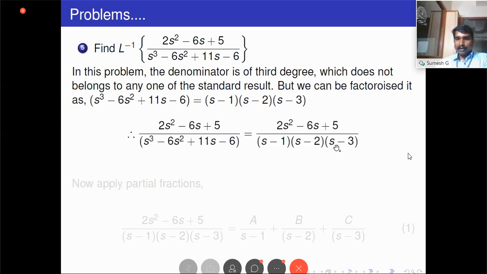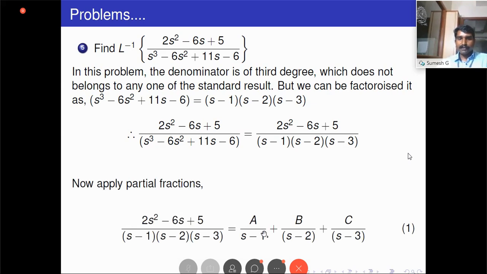So we apply partial fractions. The partial fraction form is a by (s − 1) plus b by (s − 2) plus c by (s − 3). Here the denominator is a product of distinct first degree terms, so here also we can apply the shortcut method for finding a, b and c. To find a, we substitute s equal to 1 in the LHS except the factor s − 1. To find b, substitute s equal to 2 in the LHS except the factor s − 2. And to find c, substitute s equal to 3 in the LHS except the factor s − 3.